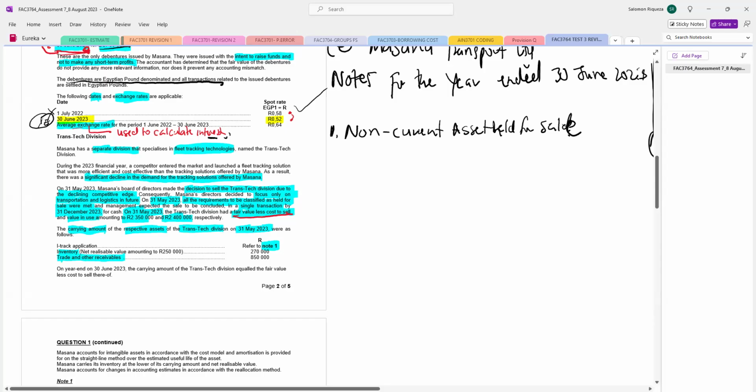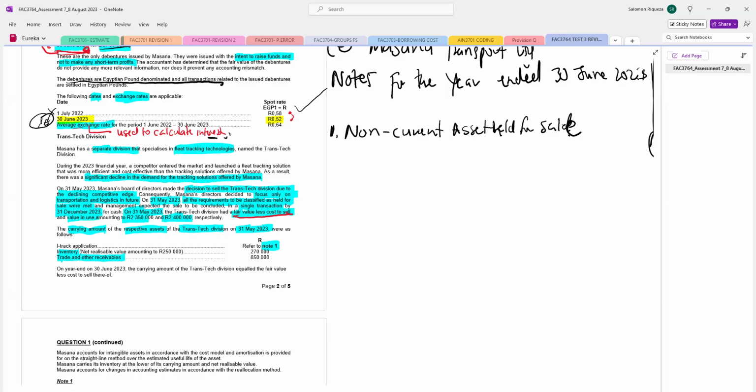Now, please take notes. When we are allocating impairment, I think I've said this before, I'm going to repeat it again. When we are allocating impairment, we allocate impairment only to non-current assets. That means PPE, intangible assets. We do not allocate to current assets. We do not allocate to current liability. We also do not allocate to financial instruments. Only tangible and intangible non-current assets.